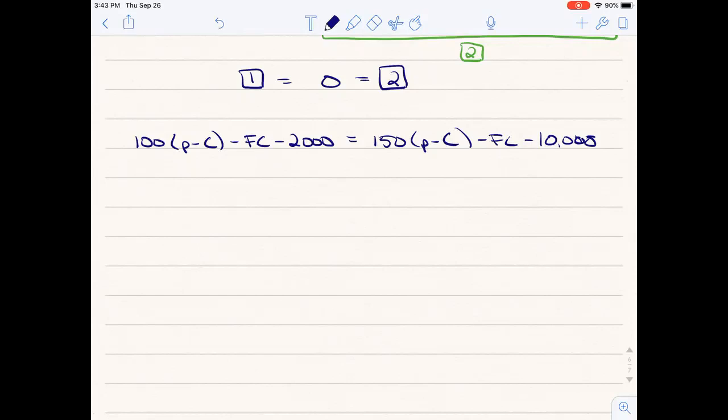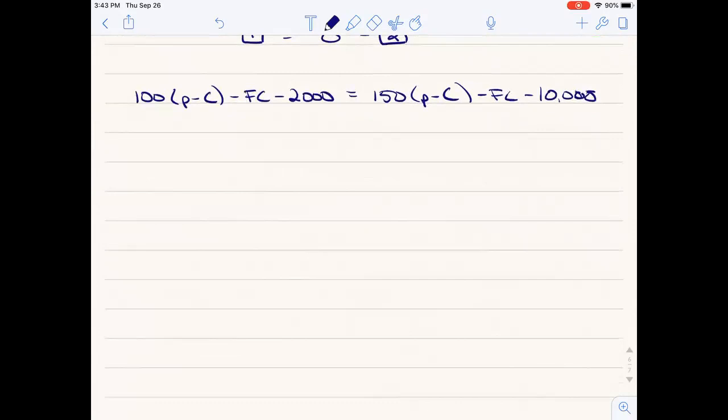I think you can already see that the fixed costs are going to go away, be 0, right? Because they're the same regardless of how many units you produce, right? That is the fixed cost. And so it makes sense that they disappear. But we will be able to solve for P minus C.